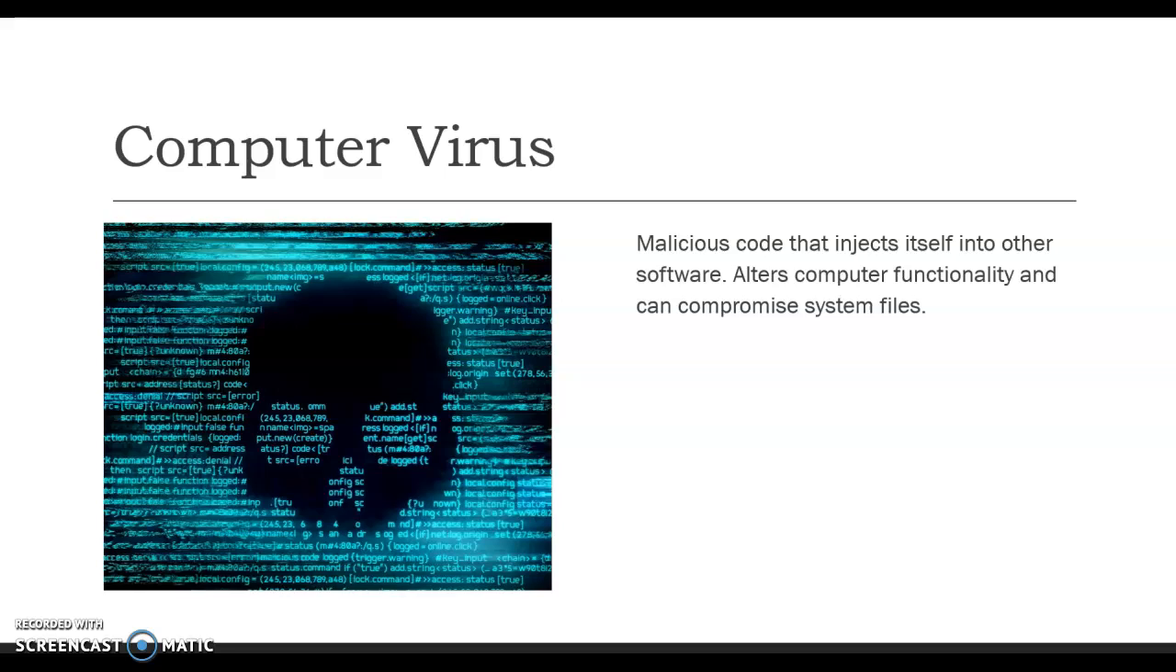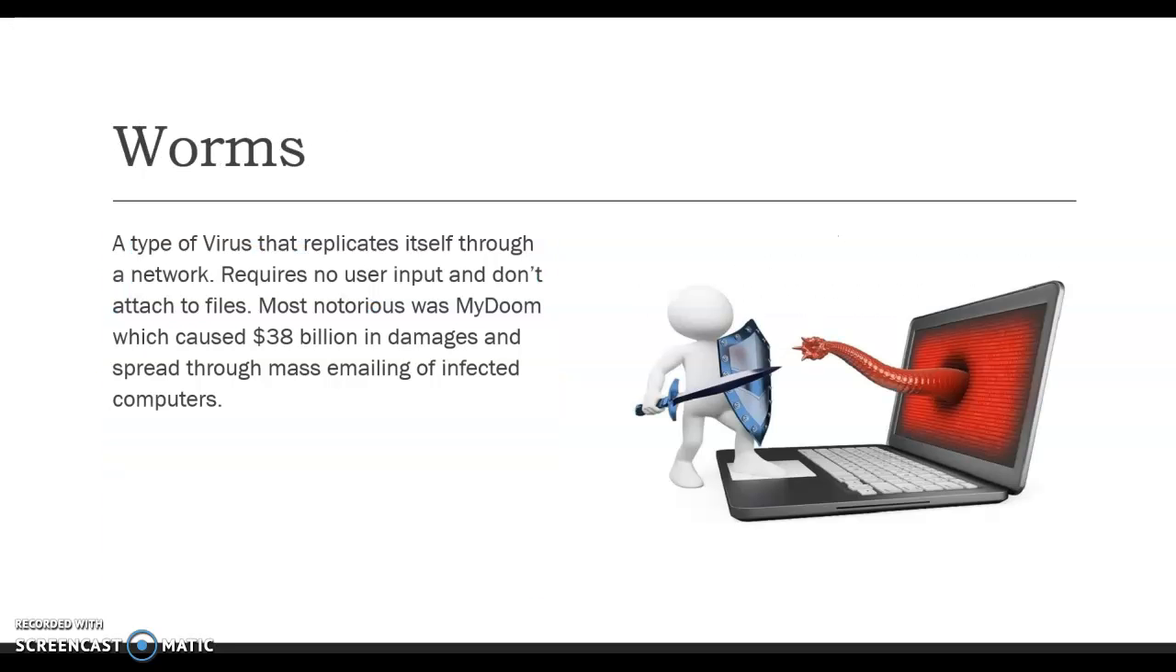A virus is malicious code that injects itself into other software. It alters computer functionality and can compromise system files. This is a lot like a worm, but a worm is a type of virus that replicates itself through a network. It doesn't require any user input, and it doesn't attach to files.